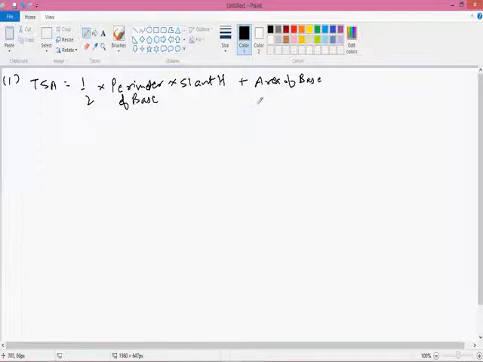It is easy to find the area of the base because it is root 3 by 4 a square. What is a? The side of that triangle. The perimeter of the base is 3 times a, and the challenge here is to find the slant height.